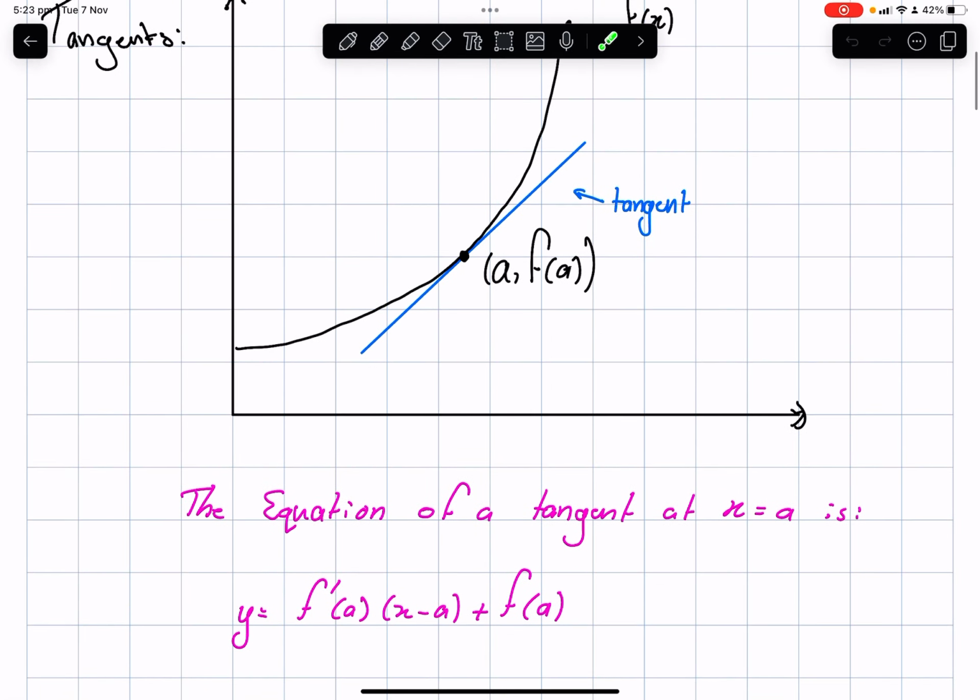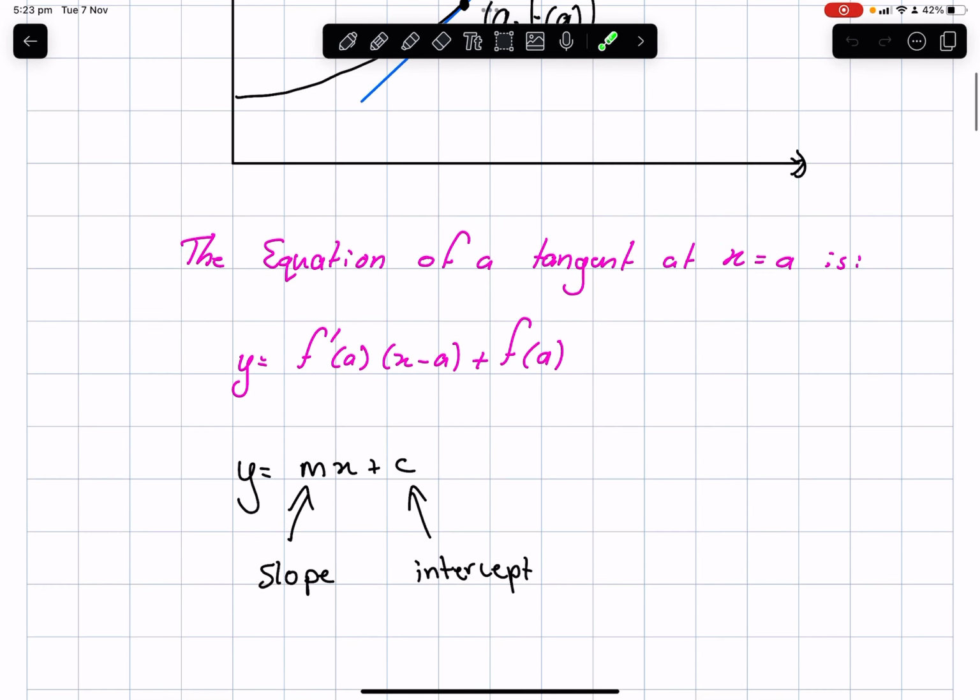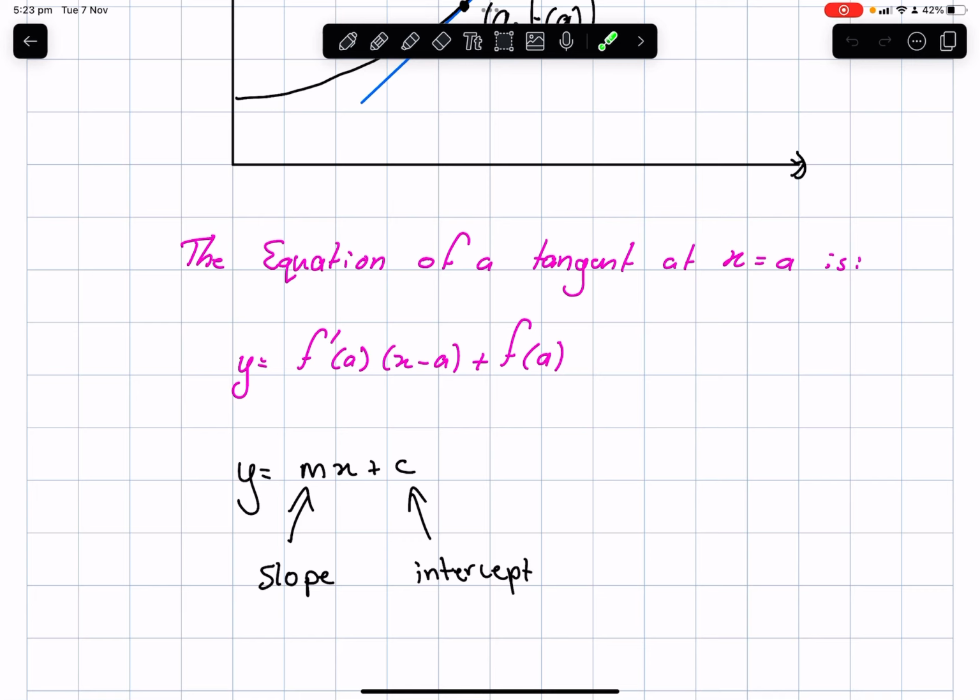Well, the equation of a tangent at x equals a is y equals the derivative at a, so we'd find our derivative using our power rule from the last video, times x minus a, plus the y coordinate of the point of interest. Now, if I'm comparing this to my equation of a straight line, I've got my slope, my gradient, I've got x, a horizontal translation, and then I've got a y value or intercept here. So they are very, very similar.